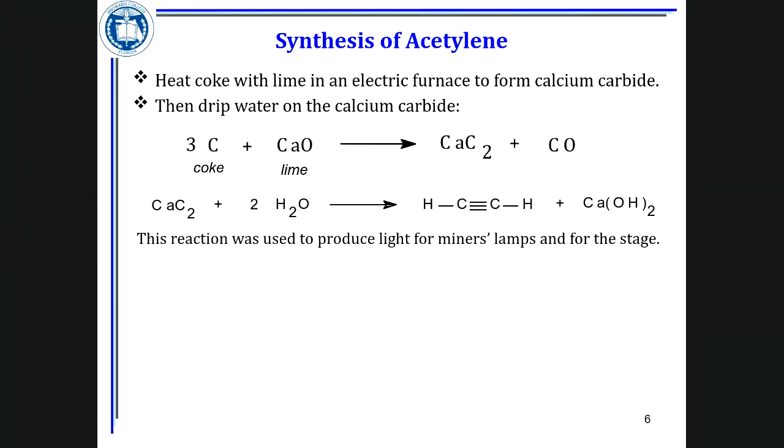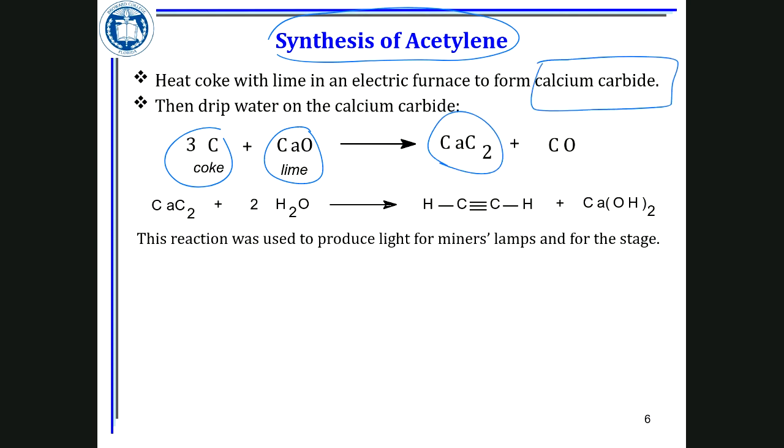How do they synthesize acetylene? In the industrial method of synthesis, you add carbon with calcium oxide. Carbon plus calcium oxide gives you calcium carbide. The calcium carbide with water produces acetylene. This is the industrial method of preparation of acetylene.